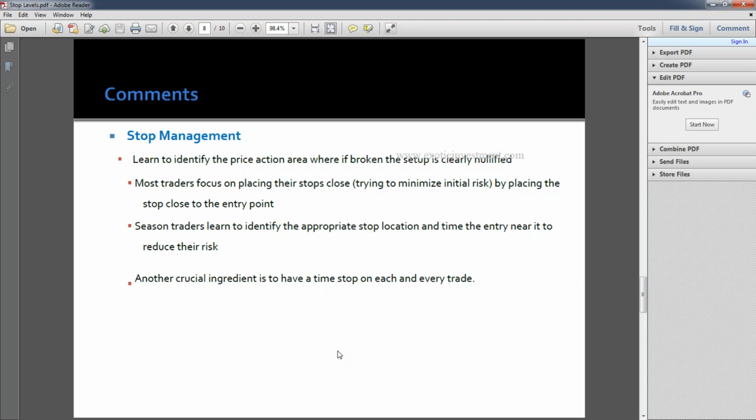Okay, so most traders focus on placing their stop losses close, trying to minimize initial risk, stop close to the entry point. So if you do this, you will always be stopped out. If you are trend trading and you place within 1 or 2 points, if you are buying, I am only considering Nifty and the Nifty options as of now. Okay, so if you just keep about 50 paisa of stop loss, it means that you will always be hit.